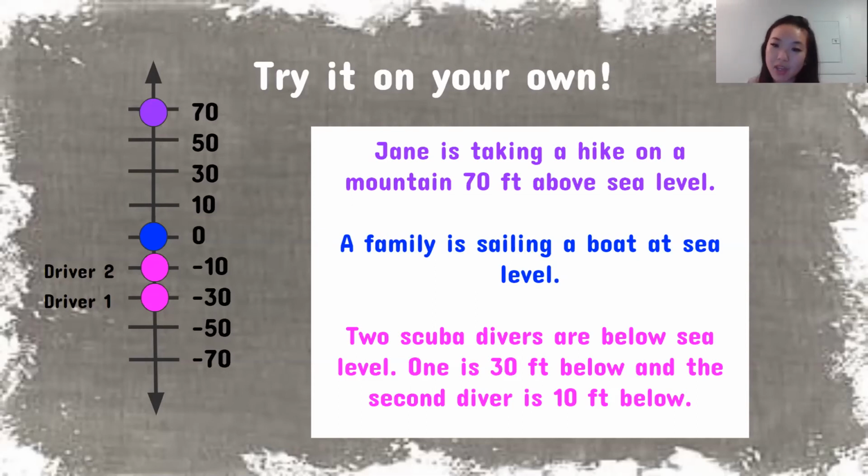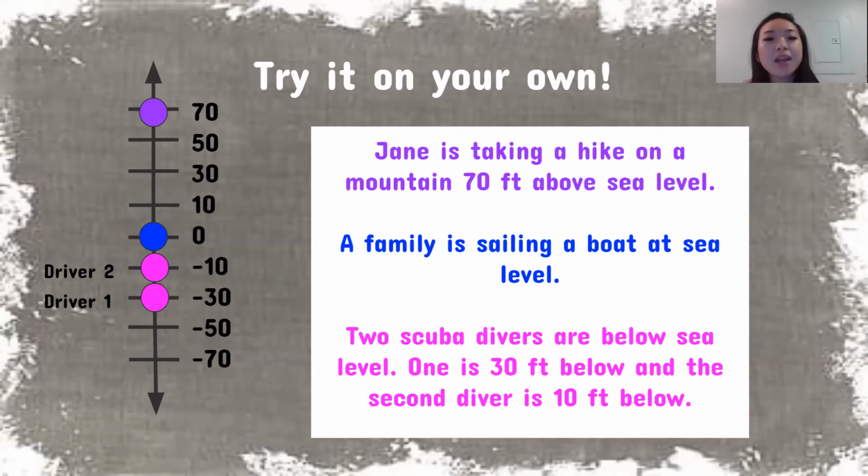One diver is at 30 feet below and the second diver is at 10 feet below. So for this one, we need to do 2 dots for the same, I guess, color. That's what I did. You could have done it in a different color if you wanted to, but I like to keep it all the same. So I have 2 dots here with the pink corresponding color, but this one I did write the diver next to it so we know which one it was.